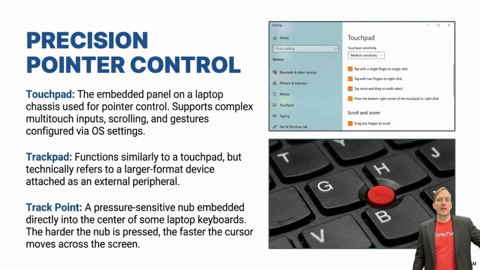Let's review our human interface devices, starting with precision pointer control. The touchpad is the embedded panel on a laptop chassis used for pointer control, which supports complex multi-touch inputs, scrolling, and gestures that you can configure via OS settings. A trackpad functions similarly, but technically refers to a larger format device attached as an external peripheral. Finally, a track point is a pressure-sensitive nub embedded directly into the center of some laptop keyboards. The harder you press that nub, the faster the cursor moves across the screen.